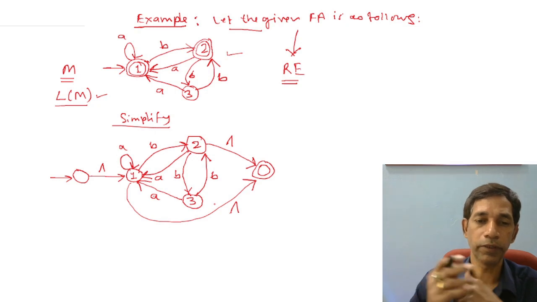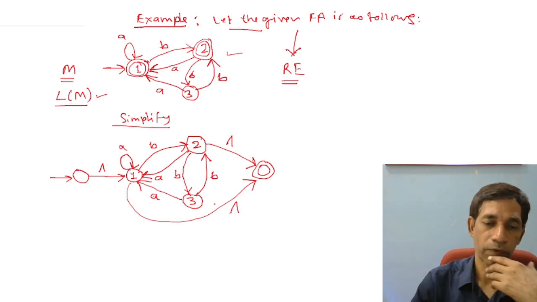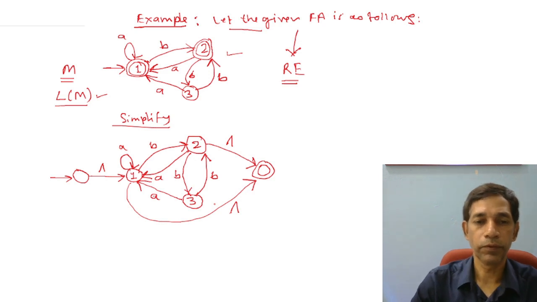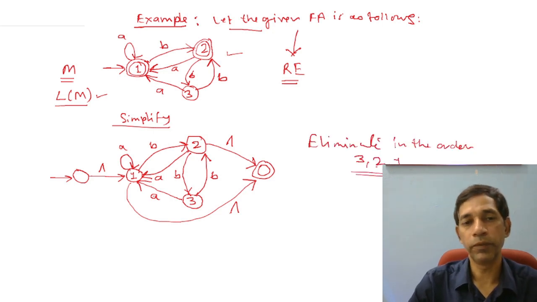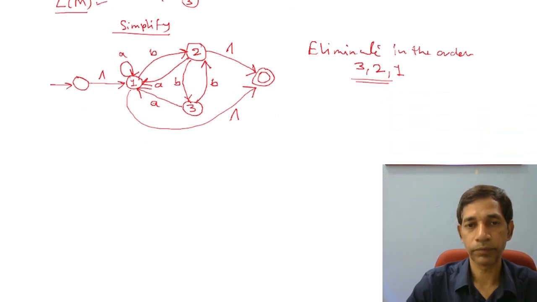Now you can eliminate the states. So we can eliminate the states one by one. You can fix some order. Say you are going to eliminate the state 3. We are going to eliminate in the order, say, 3, 2 and 1. You can eliminate as per your convenience. There is no harm. You can eliminate in any order.